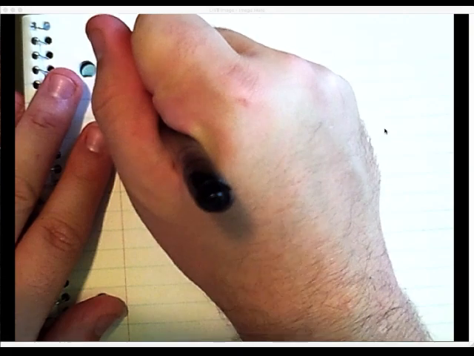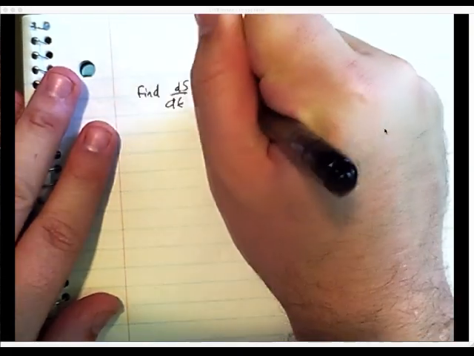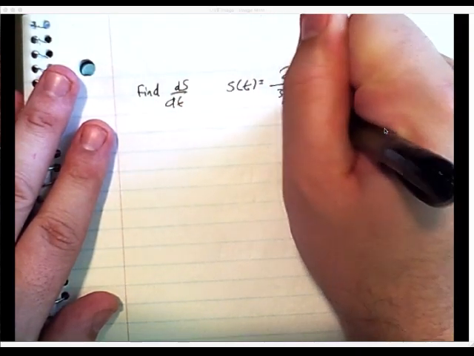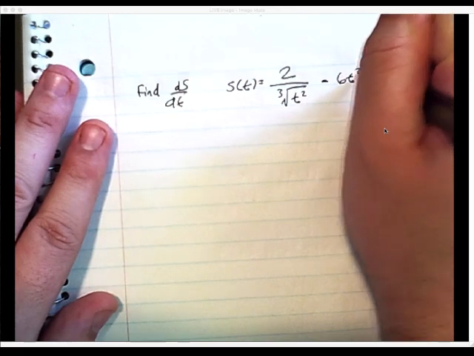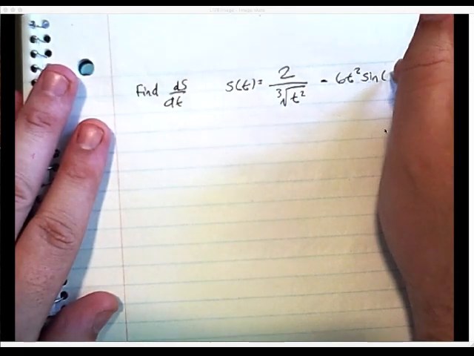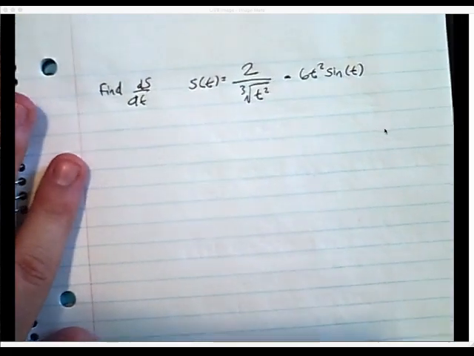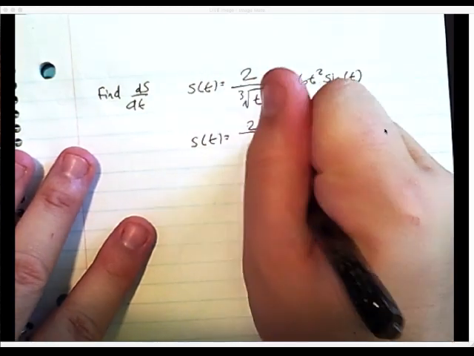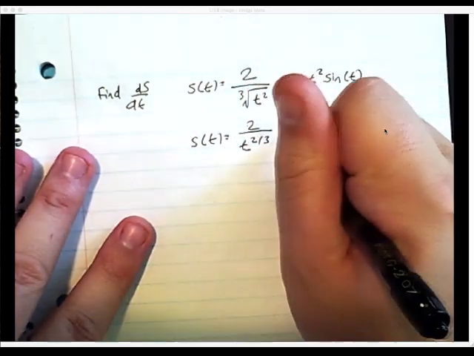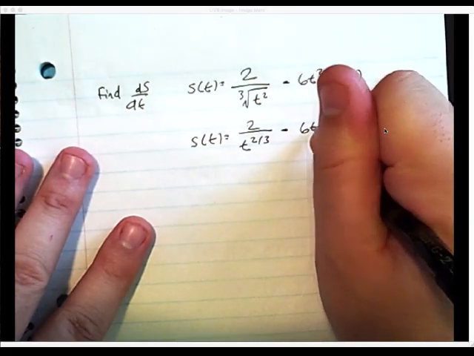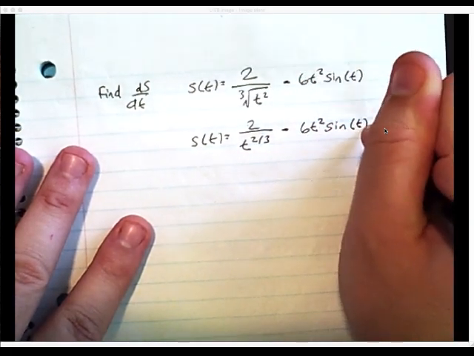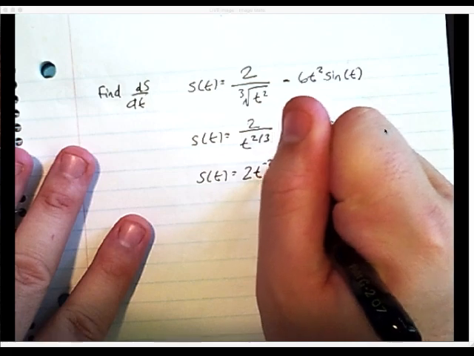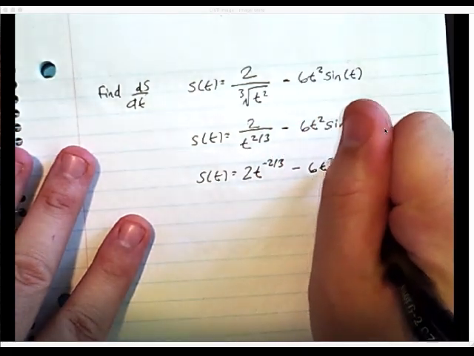It says find ds dt if s of t equals 2 over cube root of t squared minus 6t squared sine of t. So first thing I would probably try to do is rewrite it. I would rewrite this as 2 over t to the 2/3 power minus 6t squared sine of t. And I would probably move that up. So 2t to the negative 2/3 minus 6t squared sine of t.